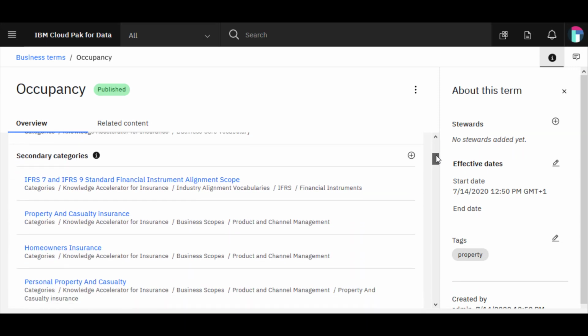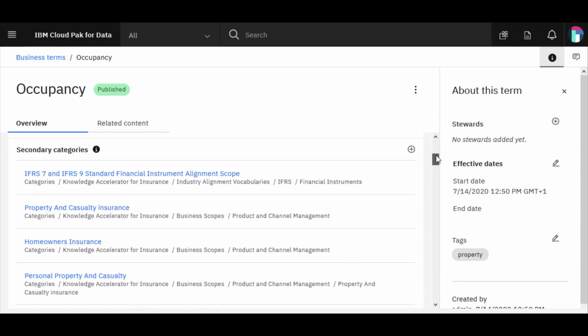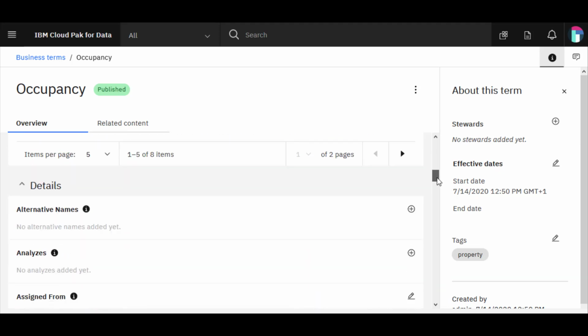Looking at some of the other characteristics of terms, you can see terms can have secondary categories. In this case, the occupancy term is included in a number of product business scopes and industry alignment scopes.